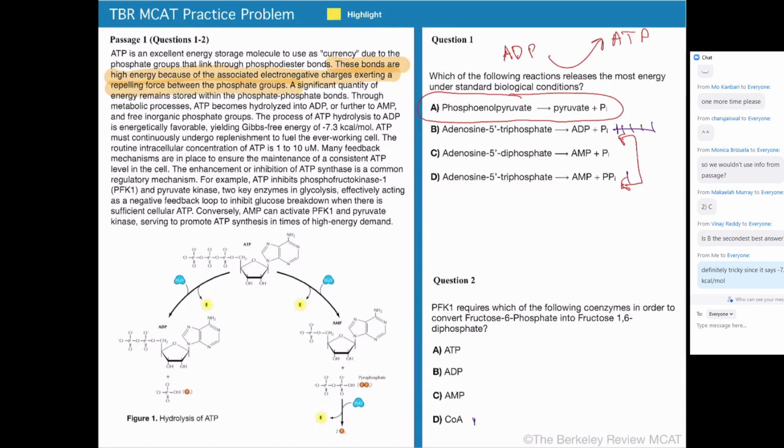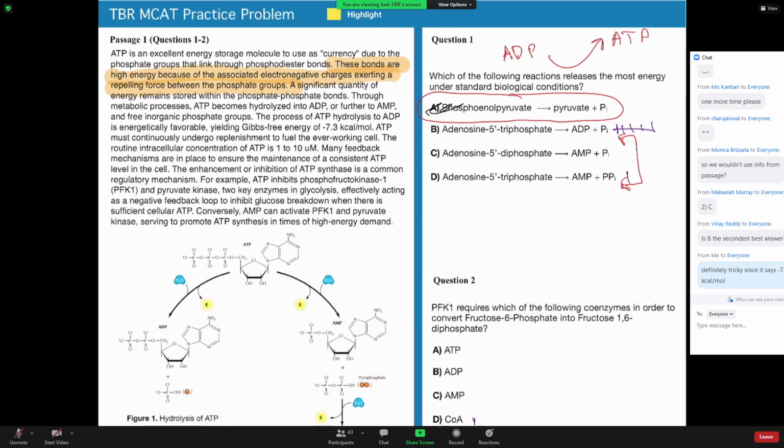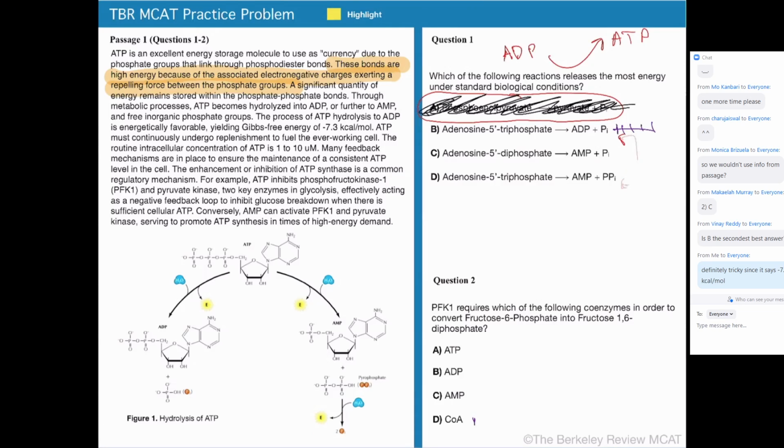So let's make this a bit more of a fair question for you guys, and let's get rid of this as an answer choice. Okay, this is going to be really good, and you guys should know this for your MCAT. Now what's the answer?